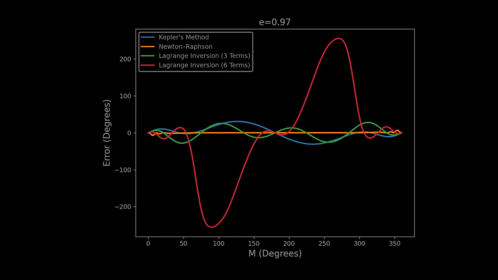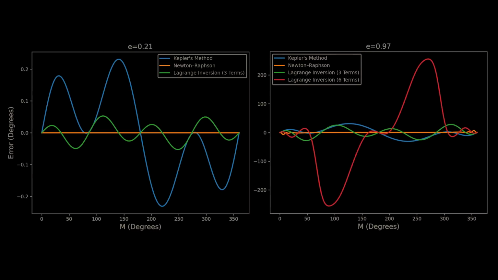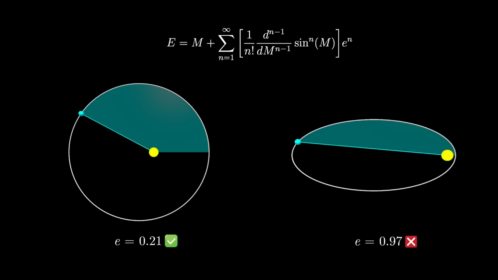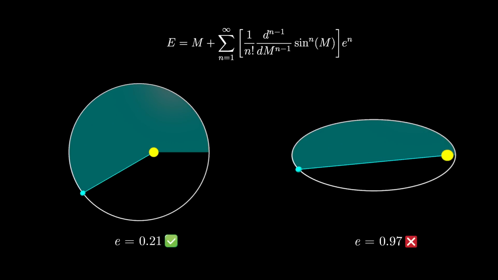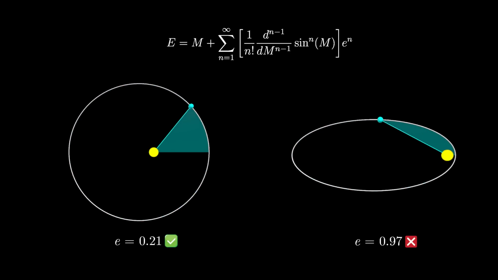Why would more terms of our series make our estimate of E worse? Is the Lagrange inversion theory even correct? Returning to the lower eccentricity orbit of Mercury for a moment, we see that performance improves as we move from 3 to 4 to 5 to 6 terms of the Lagrange series, as expected. Why would Lagrange's series work for one ellipse but not for another? For what values of our eccentricity e does adding more terms of our Lagrange series start to make things worse?